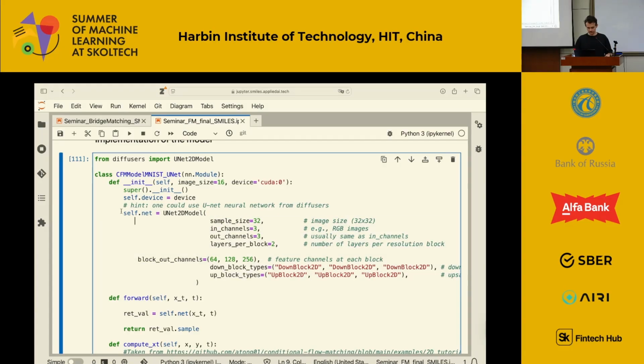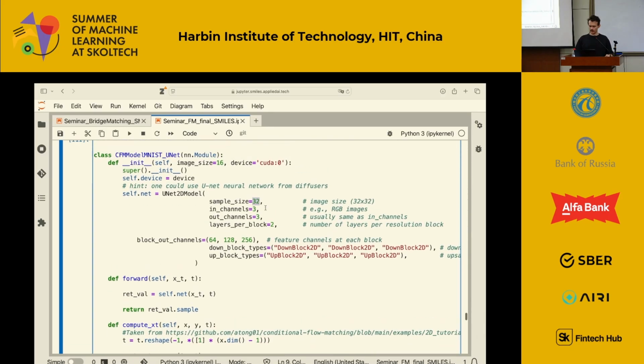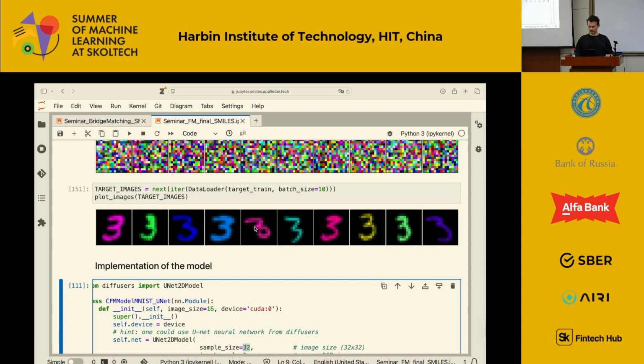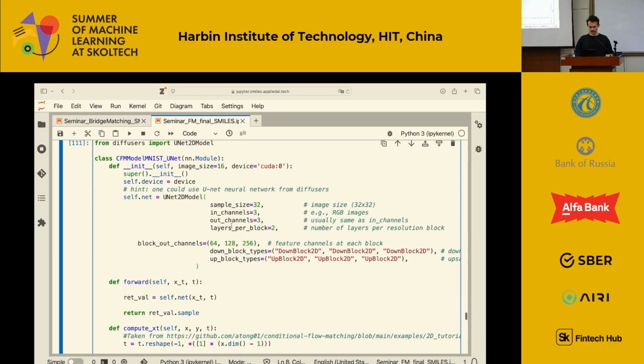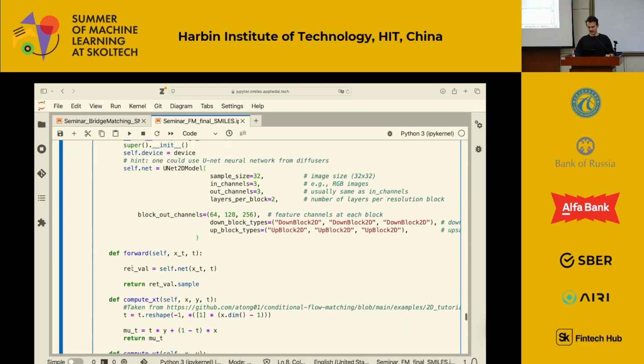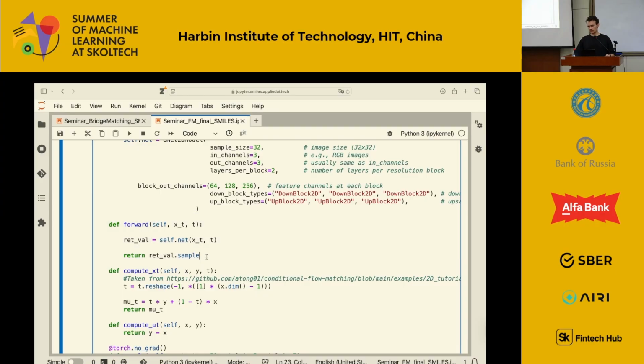So yeah, we adapt our UNet 2D model for 32 by 32. Seems like the digits will be not 16 by 16 but 32 by 32. Okay, right. And then we have already instantiated our neural network, which is again a UNet, and we do the same thing. So forward we just infer our neural network.